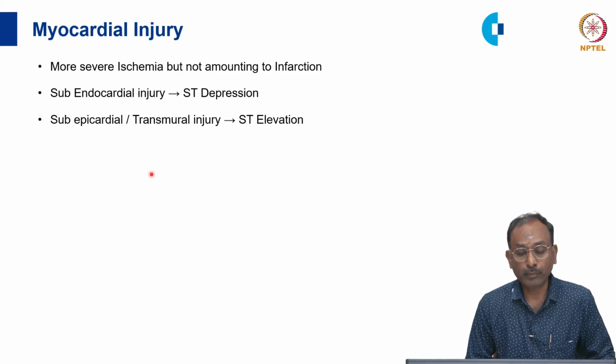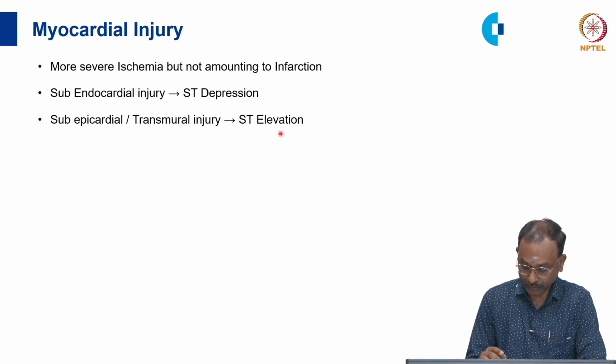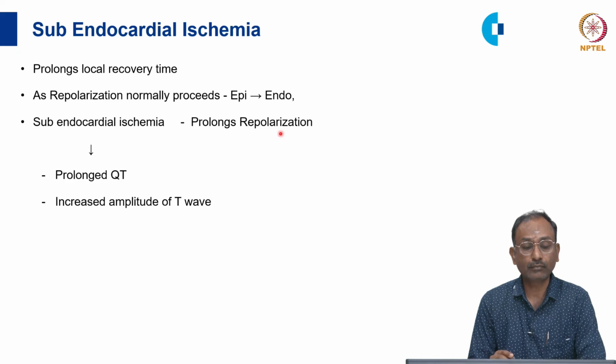Myocardial injury represents more severe ischemia but not amounting to infarction. Subendocardial injury is characterized by ST segment depression, whereas subepicardial or transmural injury is characterized by ST elevation. So we are going to see the T-inversions and ST depressions in the coming slides.